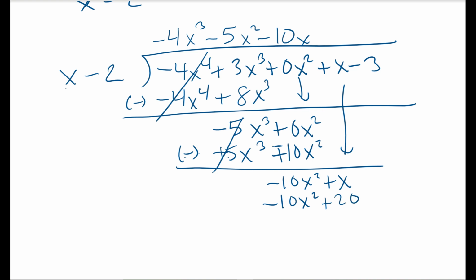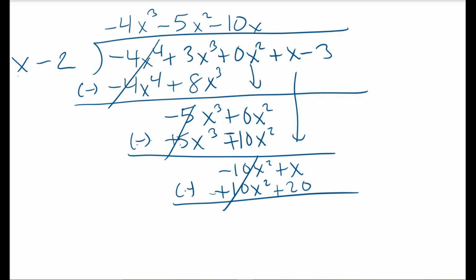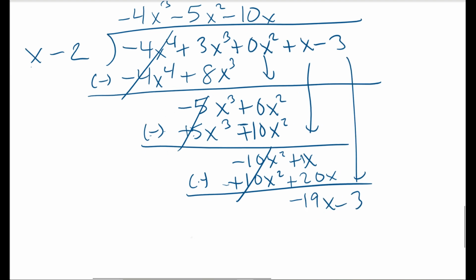All right, so now I know that I need to subtract. This double negative turns into a positive. That cancels. This is a 20x. And then I got 1 minus 20 is negative 19x. Bring down the minus 3.